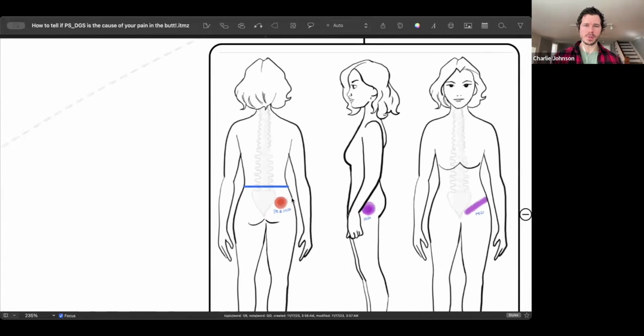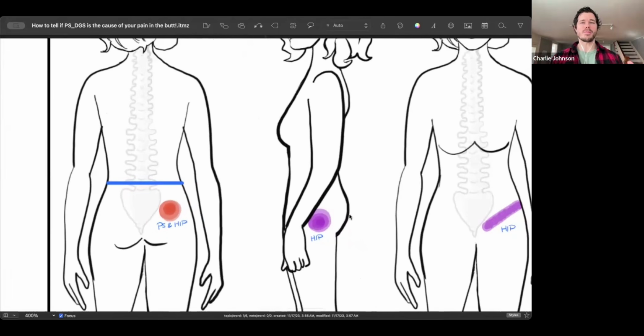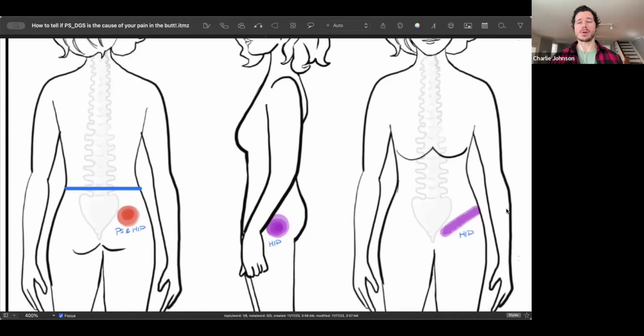So first things first, location-wise. Piriformis syndrome and hip joint problems can refer pain to the buttock. So the location alone is not all that useful if you just have a pain in the butt. But Piriformis syndrome will not cause pain on the outside of the hip. Maybe you've been told you have bursitis, right? And or it will not cause pain in the groin.